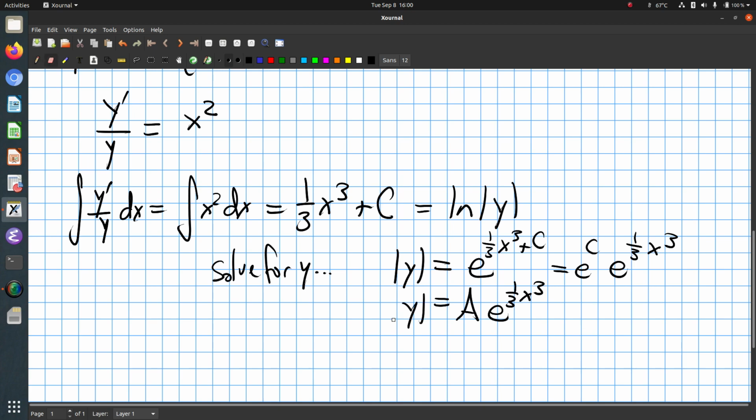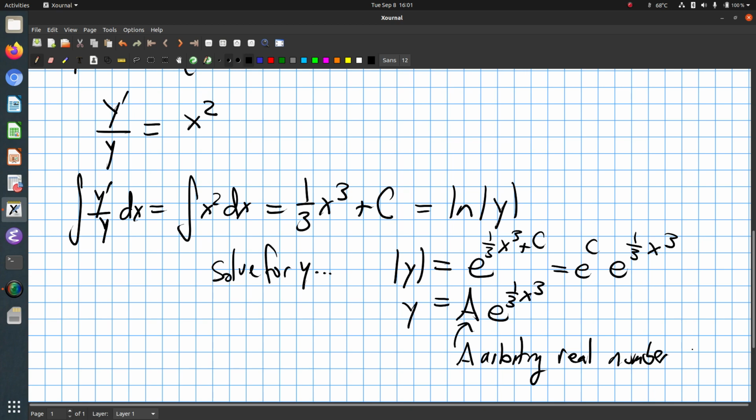In fact, I could get rid of the absolute value bars because that just means I need to choose my a carefully. So this a is an arbitrary real number. Anything like that will be a solution. Okay, cool. If I had an initial value problem, so I knew what the value of y is for some particular x, then I could write down an equation for a and figure out what that a had to be. No problem at all. So that's pretty much how you do separation of variables.